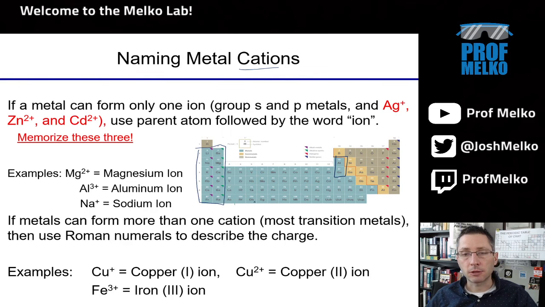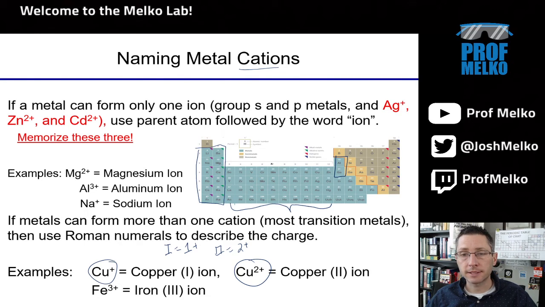Some metals, though, particularly these transition metals in here, can lose 1 electron, 2 electrons, 3 electrons. It's always different. So we can't just call it the copper ion, because it might be copper 1 plus or copper 2 plus. So for these transition metals in here, we have to add something to the naming convention. And what we add are these Roman numerals. Roman numeral 1 means it's 1 plus. Roman numeral 2 means it's 2 plus. Not that hard as long as we know our Roman numerals. Roman numeral 3, 3 plus.